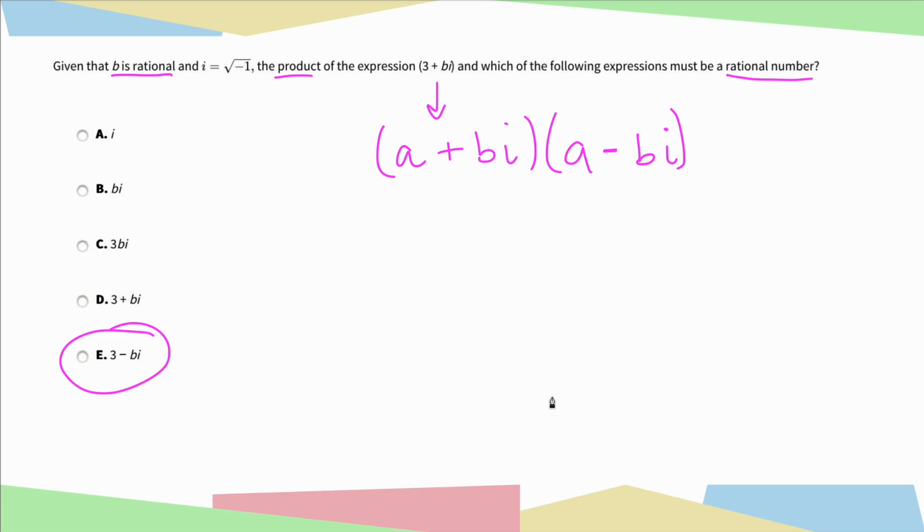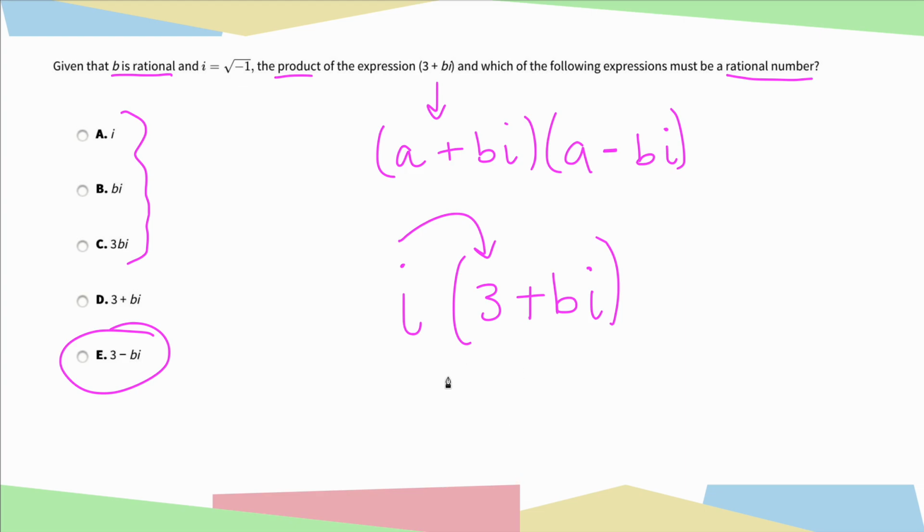Another thing you could do here, if that doesn't make sense, is try process of elimination and do a really quick check. All of these answer choices, A through C, are going to result in a number with an imaginary part. Let's just look at A as an example. If we did i times 3 plus bi, when we multiply this in, we're going to get an i term, so this is going to be an imaginary number.